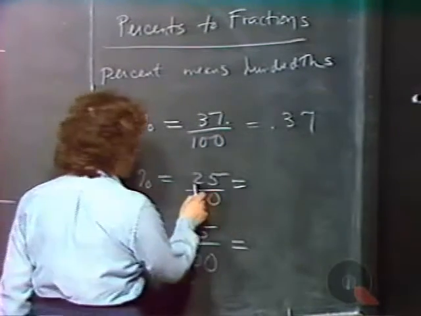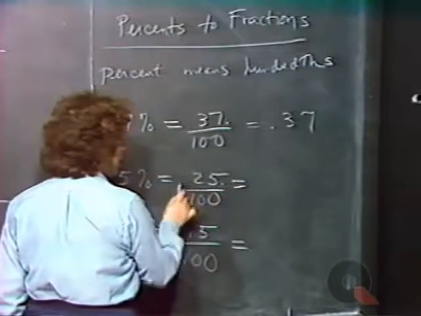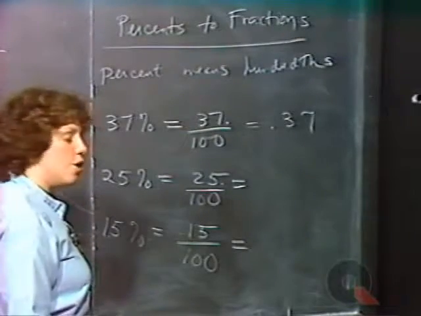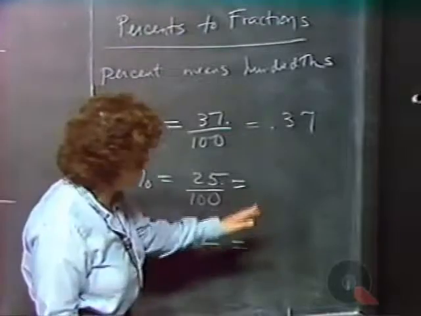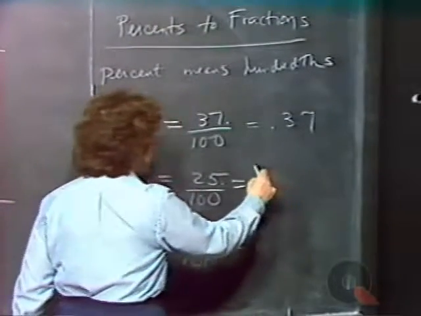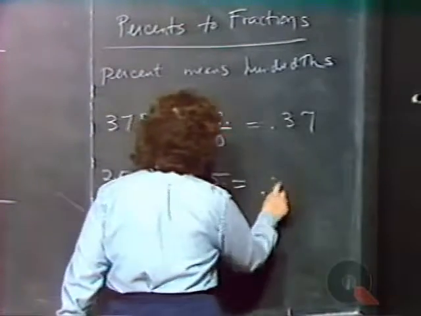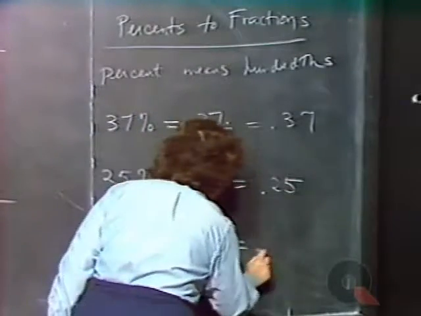Similarly over here, 25 over 100, the decimal point is here, move it 2 places to the left. To divide by 100, you move the decimal 2 places to the left. We've seen earlier in another tape, to multiply by 100, you move the decimal 2 places to the right. 25 times 100 would be 2500. 25 divided by 100 would be 0.25. 15 divided by 100 would be 0.15.